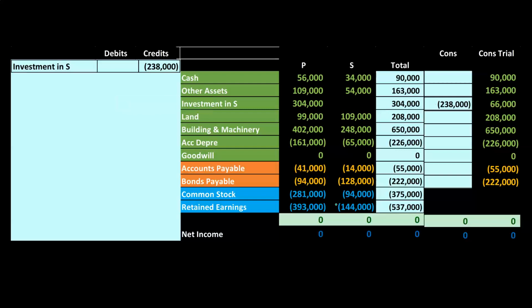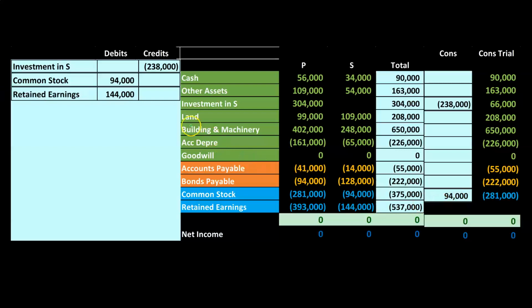So I'm going to say then that we have the common stock for the 94. We're going to remove that. This is a credit, therefore we're going to debit it. And that'll have the 281 plus the 94. That's the 375 minus the 94 brings us back to P's portion, the 281, therefore removing S's portion. Same thing for the retained earnings. It's a credit down there, therefore we're going to do the opposite thing too, debiting it. So then we're going to post that out. So we had the 393 plus the 144.